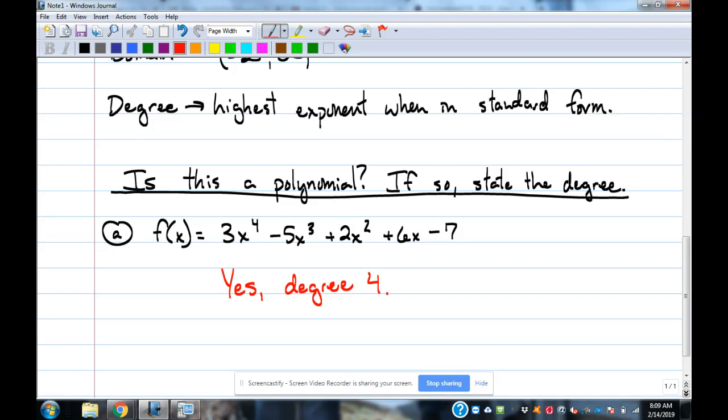That's the difference. But as far as end behavior goes, that degree tells us, if it's even degree, both ends are going the same direction. If it's positive in the front, both ends are going up. If it's negative in the front, both ends are going down, just like a quadratic does.